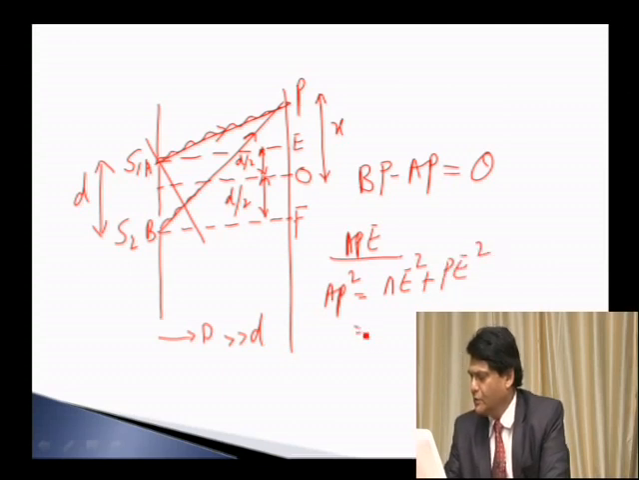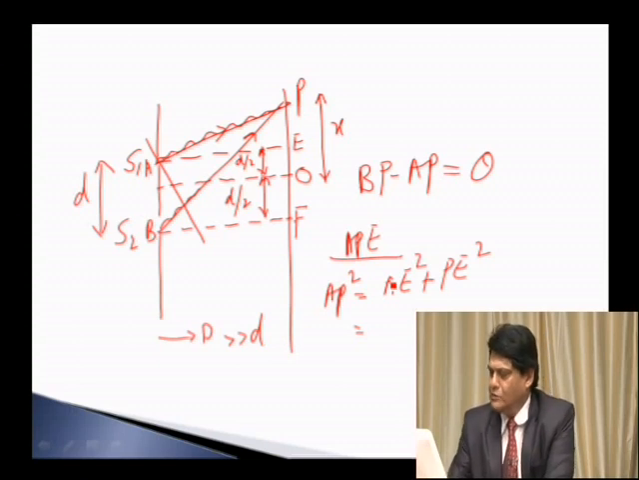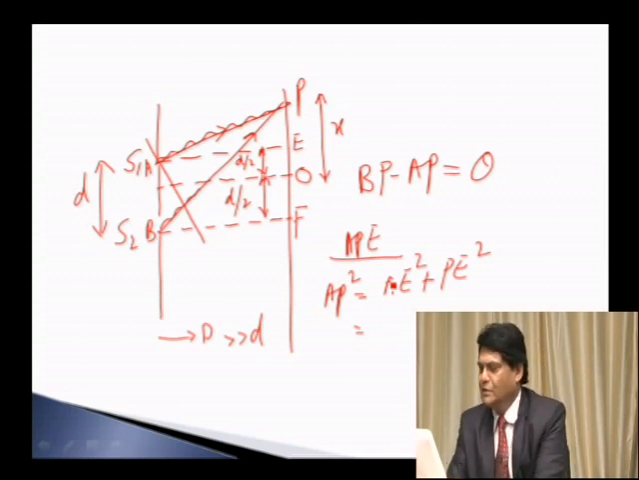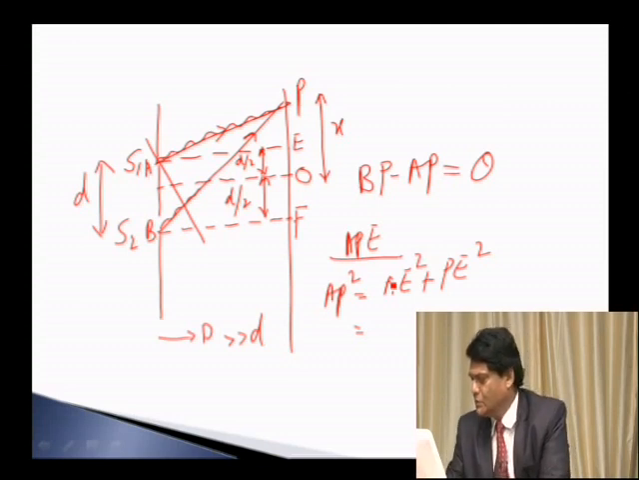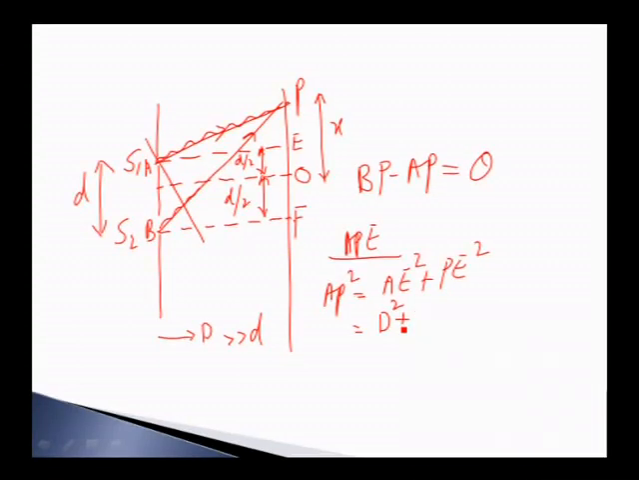Now, substitute the value for this AE square. AE is the distance between the source and the image screen, which we have taken as D. So this is nothing but D square plus PE square. Look here: from P to O is X, then from O to E is D divided by 2, so the entire distance is X minus D divided by 2, whole square. Now, call this relation 1.